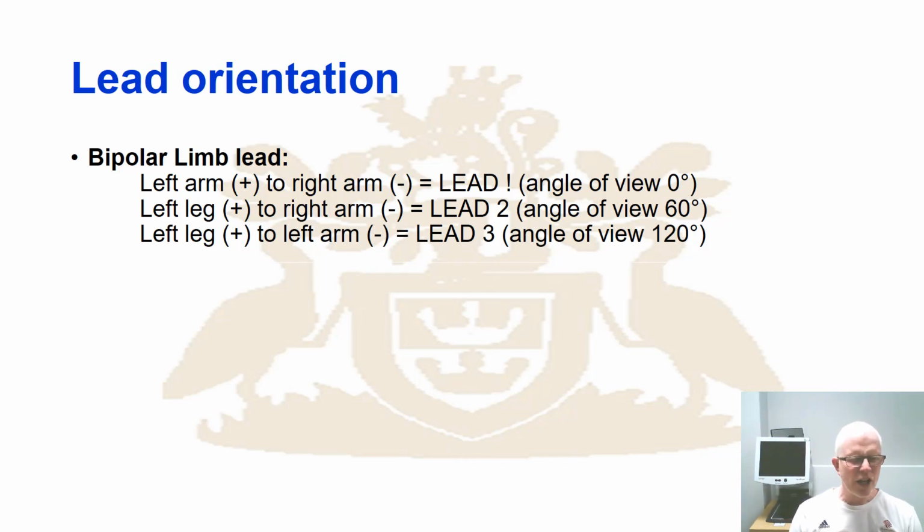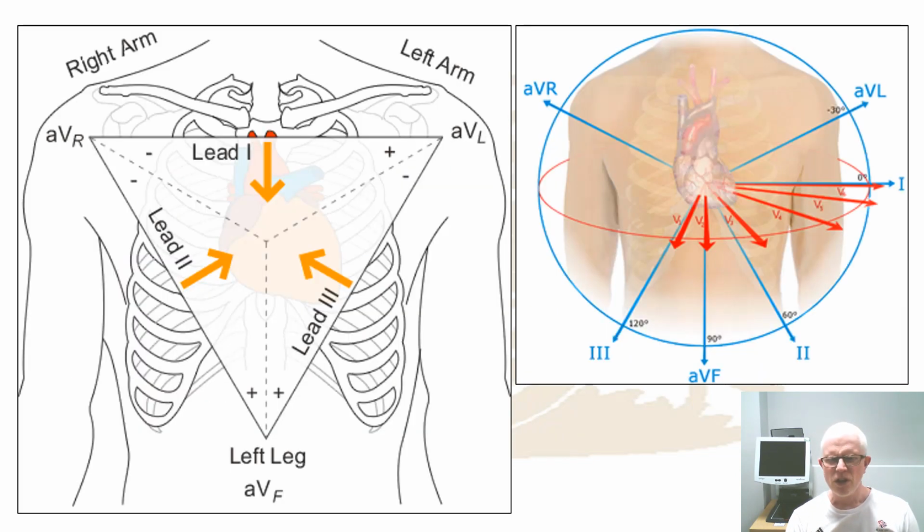If you imagine left leg to right arm, the angle of view from the left leg to the right arm is about a 60-degree arc. If you go left leg to left arm, it's about 120 degrees. So let's have a look. Here you can see on the left panel the placement of those limbs. On the right panel, you can see those axes of rotation.